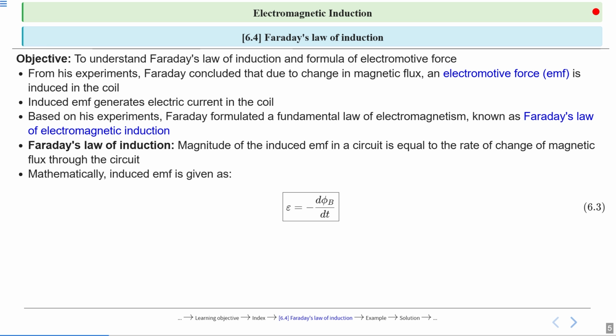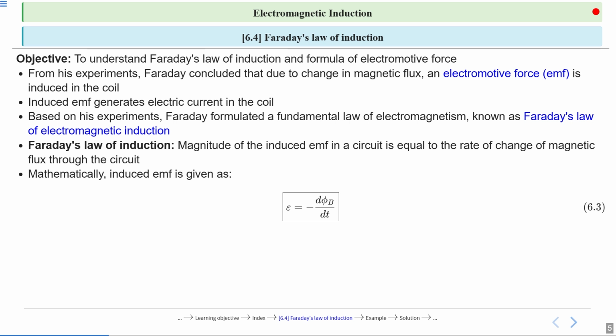So what is this phi B? Magnetic flux. And what is this d phi B? This is change of magnetic flux, and dt is the small change in time interval. So d phi B upon dt is the rate of change of magnetic flux. And the negative sign is also there. But Faraday's law is only for magnitude. This complete law, epsilon equals minus d phi B upon dt, is the Faraday-Lenz law, the enhanced law.